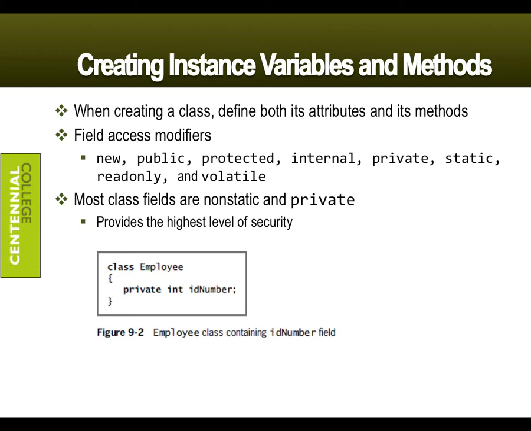So again, we've got this example of class employee, right? Employee class with, you know what? We have a private access modifier here, right? It's an integer, and it's the employee number, or the ID number, for the employee.